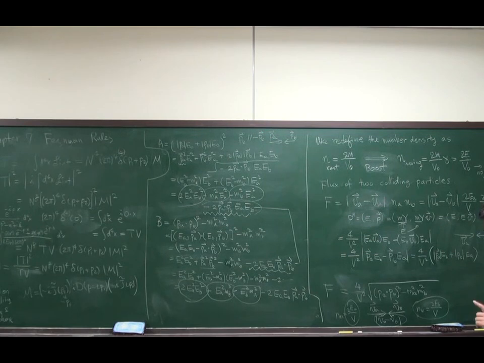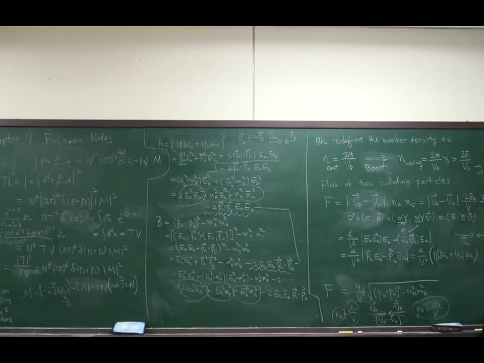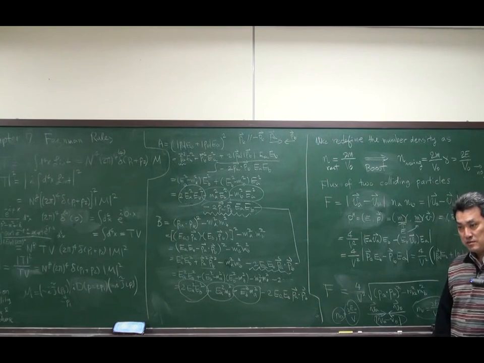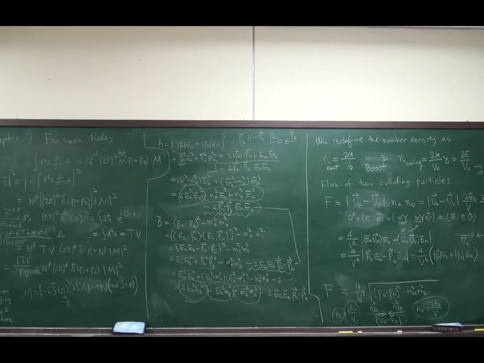Again, note that I have redefined the normalization for the number density to be proportional to the energy scale. Okay. So by making use of these results, we will define the cross-section and discuss the meaning of the cross-section in the next class. That's it.